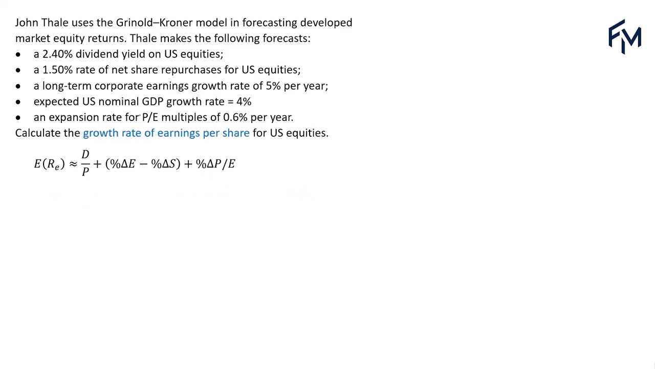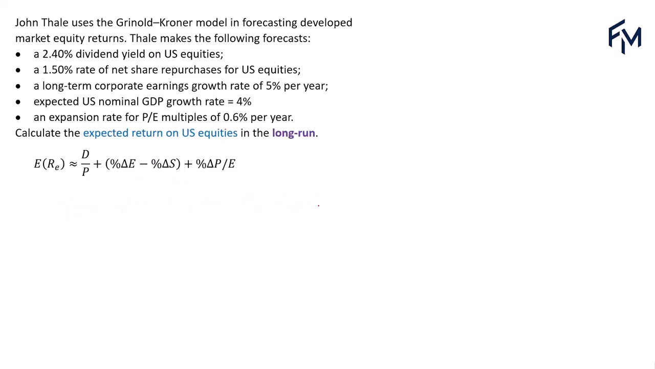Now, if you're asked to calculate the growth rate of earnings per share, that would be the term in this bracket. So we'll take the percentage change in earnings minus the percentage change in number of shares outstanding. And then this will be 5% minus negative 1.5%. So that's 6.5%.